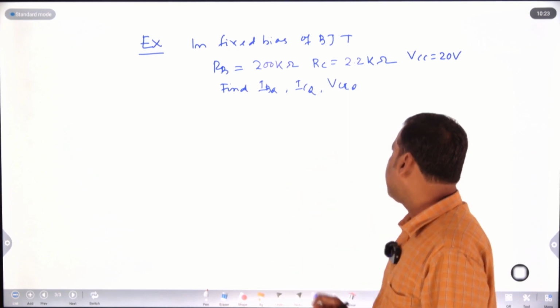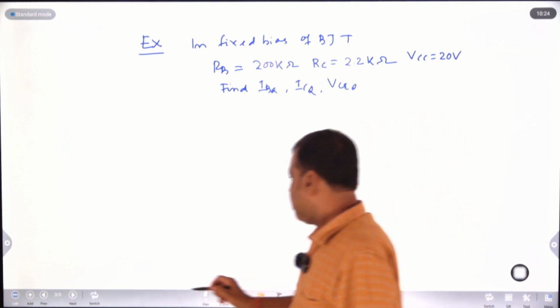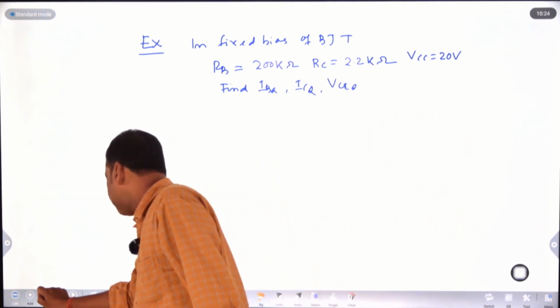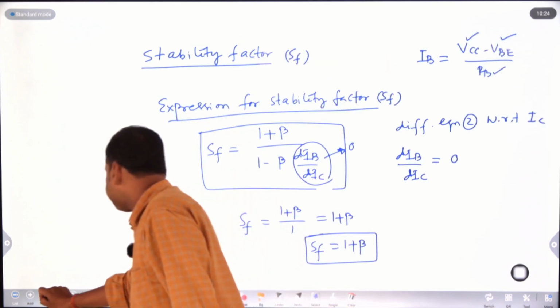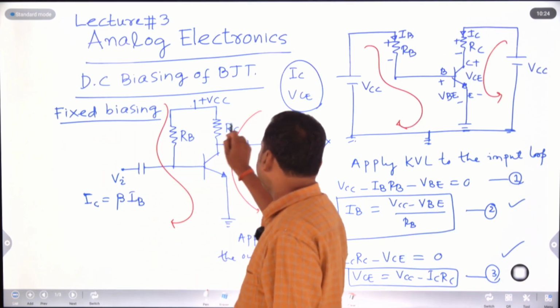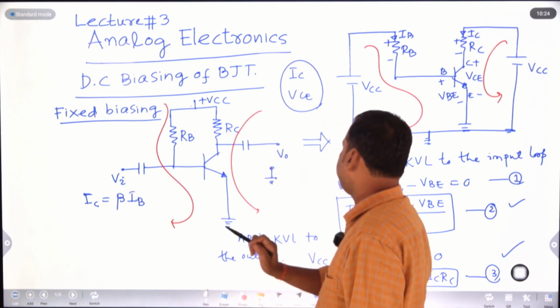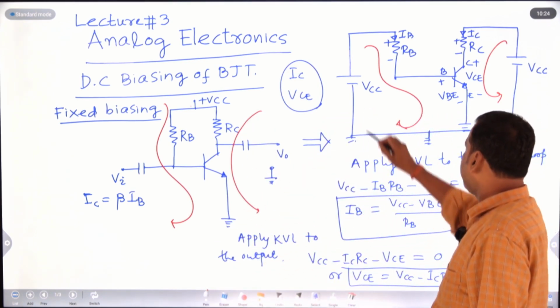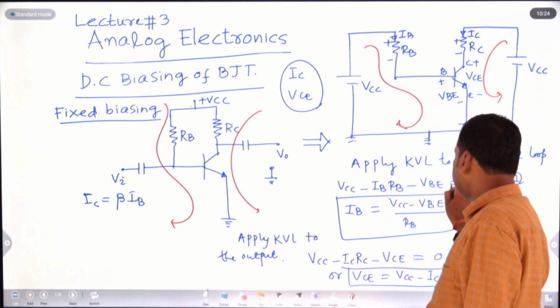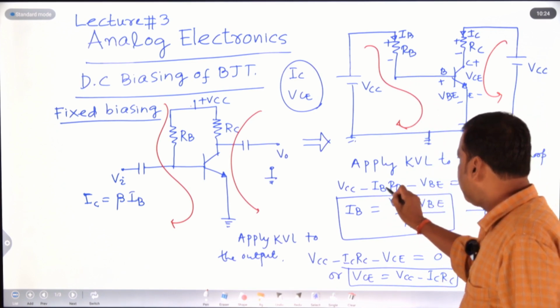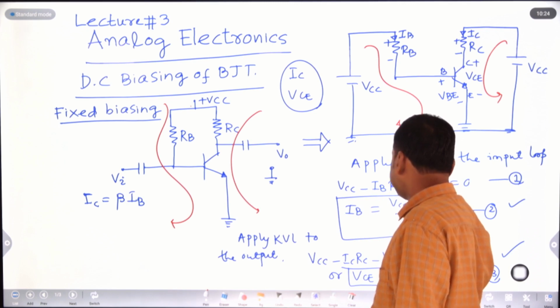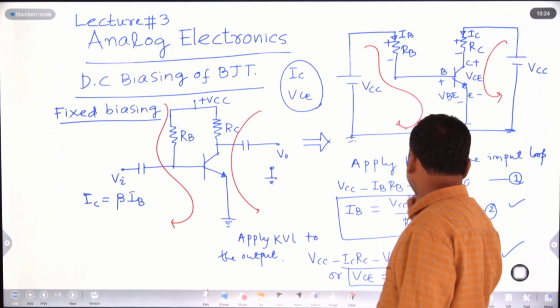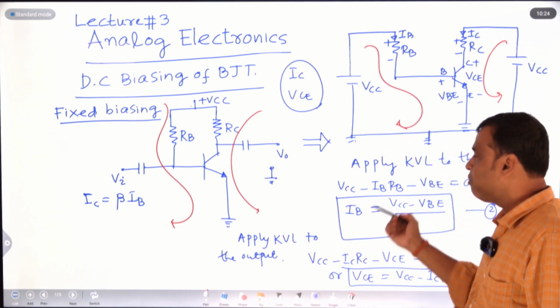So how do we get IB, IC and VC? Here also, this is the figure. The RB value is given, the RC value is given, and VCC is given. How to find IB? IB equals VCC minus VB by RB. Apply KVL to the input, you get the input equation, and from it you find the value of IB. VCC is given, VB is given, RB is given, so we can find the value of IB.